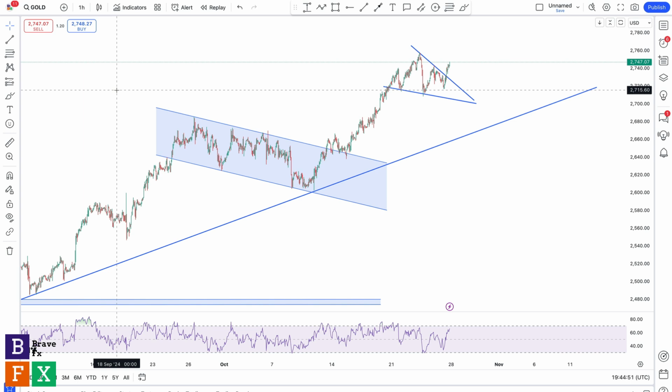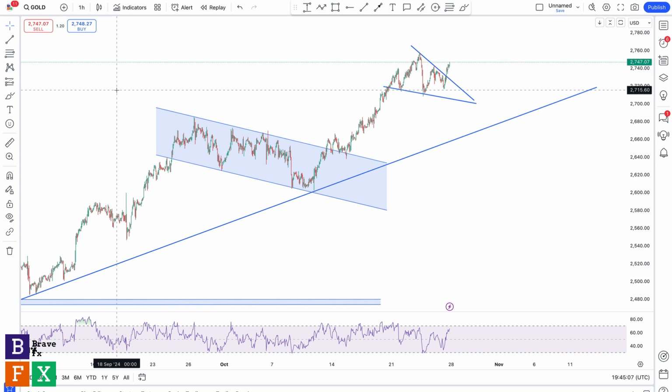So today, we'll be taking a look at gold, crude oil, US500, which is S&P 500, US30, which is Dow Jones, GBP-USD, and EUR-USD. So whichever chart you're interested in taking a look at, you can use the timestamp below to navigate through this video, right?